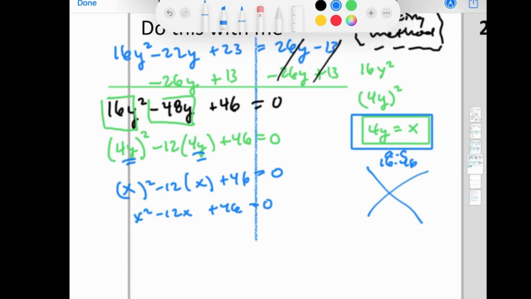Let's just use that right here, what I got. Okay, a is 1, b is 46. So I got 46. And my b value is negative 12. So 46 and 1, 23 and 2. I think that's all we got on it.